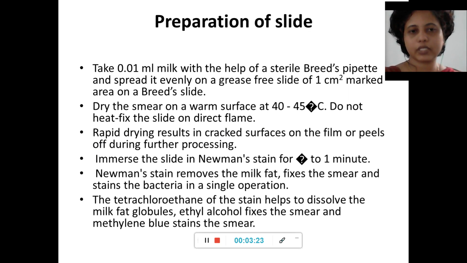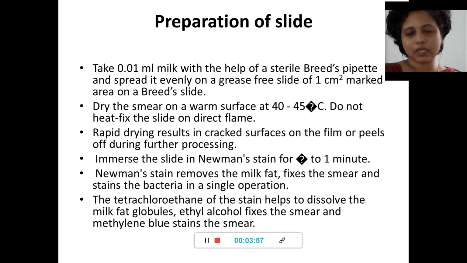For the preparation of a slide, you take 0.01 ml of milk with the help of a sterile Breed's pipette and spread it evenly on a grease-free slide over a 1 square centimeter marked area on the Breed's line, and dry the smear on a warm surface at about 40 to 45 degrees centigrade. Do not heat fix the slide on a direct flame. Rapid drying results in cracked surfaces on the film or the film peels off during the processing.